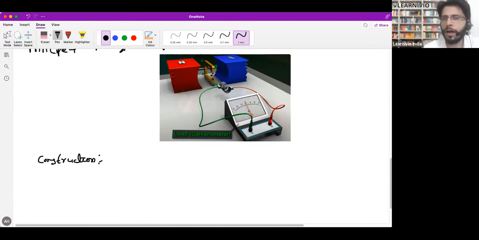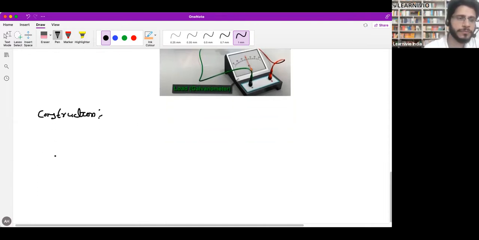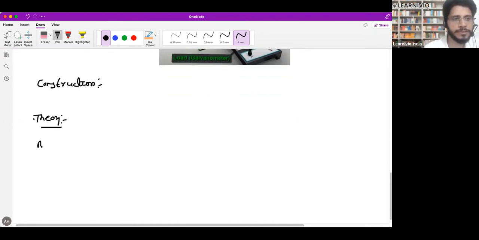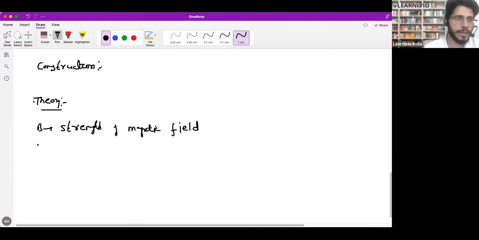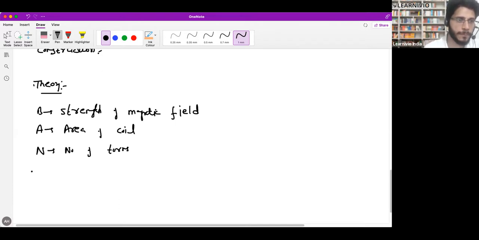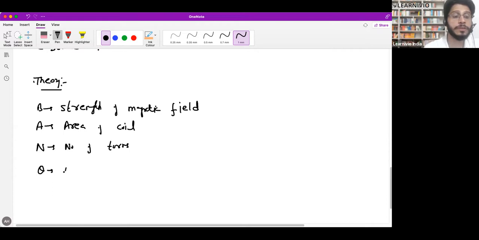It has two magnets, with an armature rotating in between the magnets. See the theory. Here B is the strength of the magnetic field. A is the area of the coil. N is the number of turns. Theta is the angle between the magnetic field and the area vector.